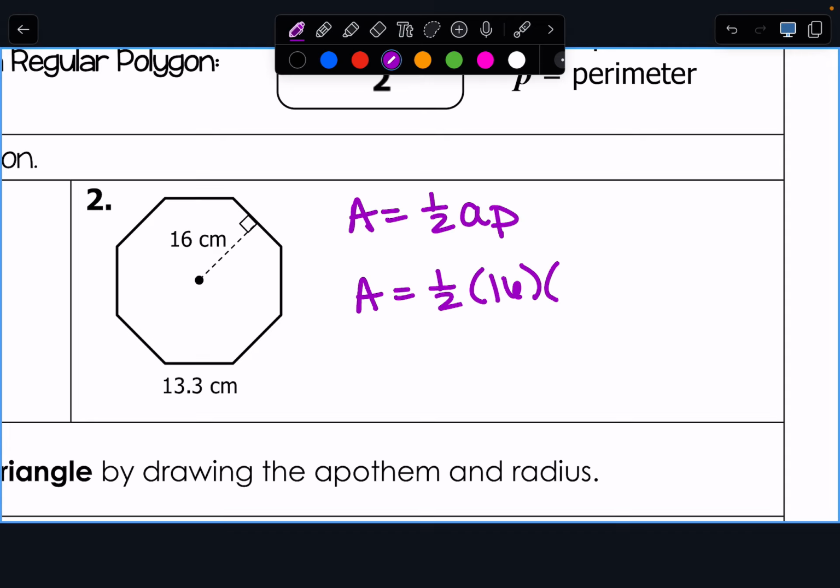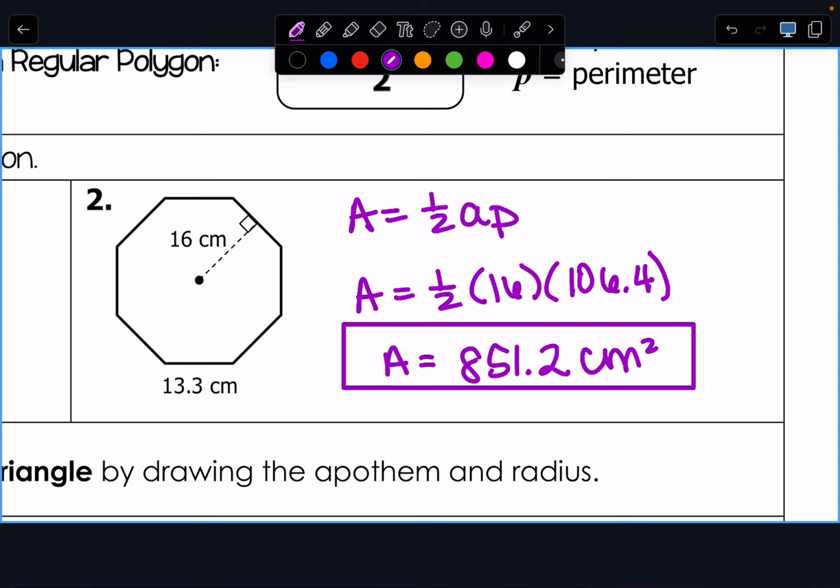Brooke, what's the perimeter of the octagon? Okay. So 1/2 times the apothem times the perimeter. Did you get 851.2? Square centimeters? Why is it square... Okay.